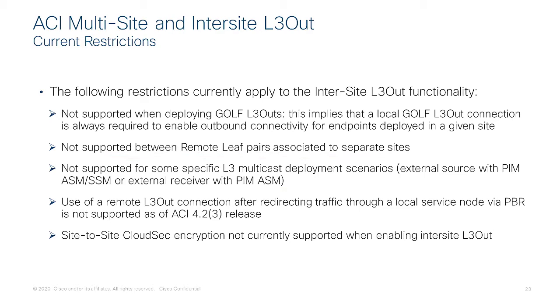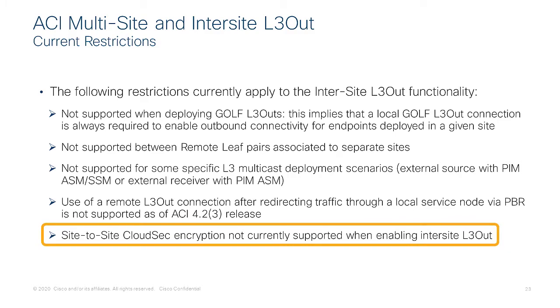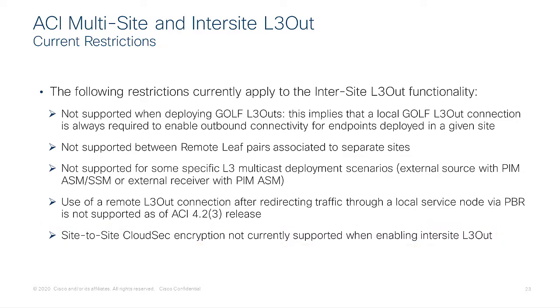But the most important current restriction that I want to call out is the fact that site-to-site CloudSec encryption cannot be used when I enable inter-site L3Out. The two functions are incompatible with each other, right? And not only for the inter-site L3Out flows, but also for regular endpoint-to-endpoint flows, CloudSec encryption is not supported if I enable inter-site L3Out. We will support this in an upcoming MSO and ACI release, but as of ACI 5.0(2) and MSO 3.0(2), these two functionalities cannot be enabled together.